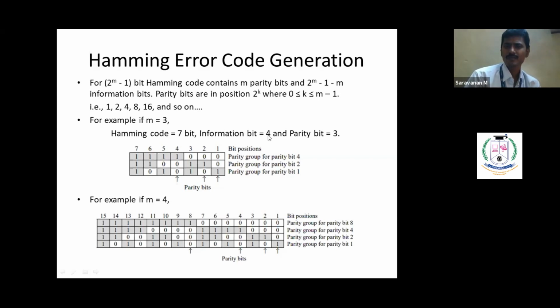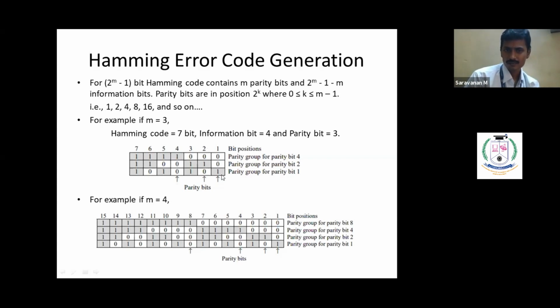The information bits should be kept in positions other than 2 power k. The parity bits will occupy the positions 2 power 0, 2 power 1, 2 power 2, and it goes like that. So 2 power 0 is position 1, 2 power 1 is position 2, 2 power 2 is position 4. The logic here is that we have to find the value for this one, and this one.